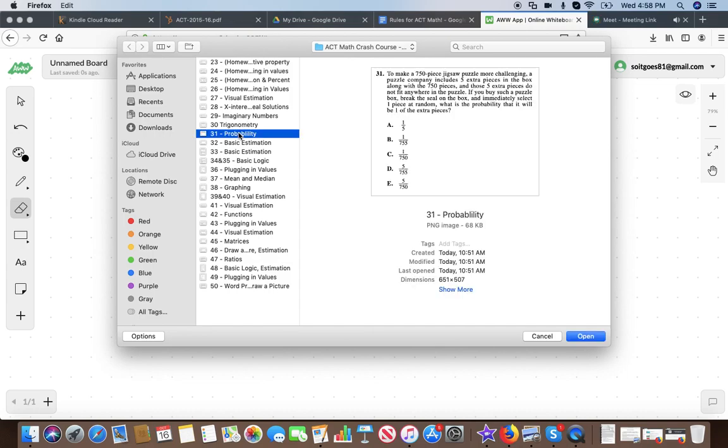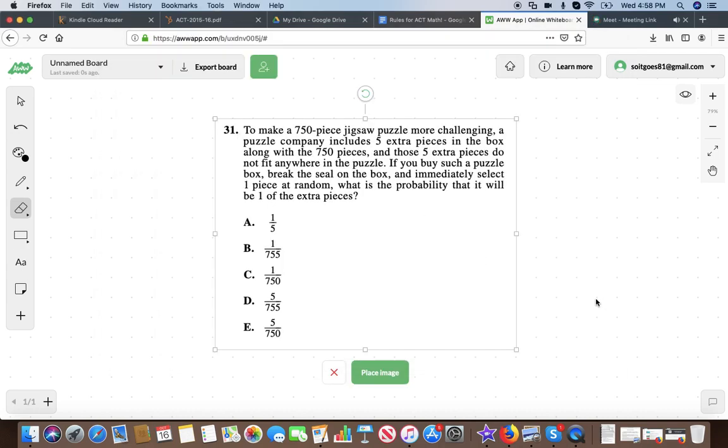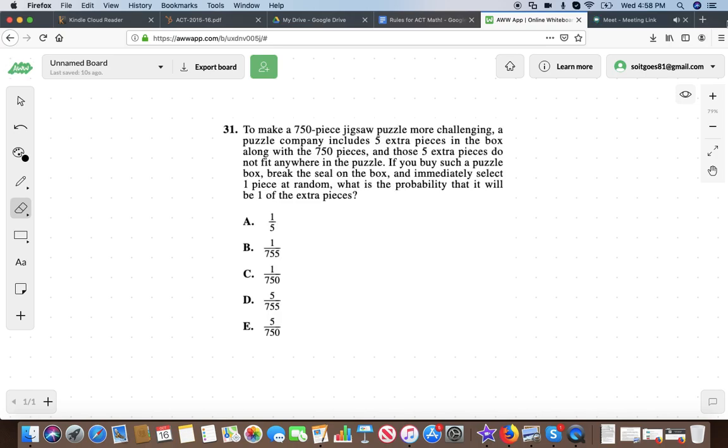Hey, got some more probability. I don't think we need to do this, but probability pops up a lot in the ACT. Let's do it again. Okay. Right. Go ahead and read question 31 for me, please.